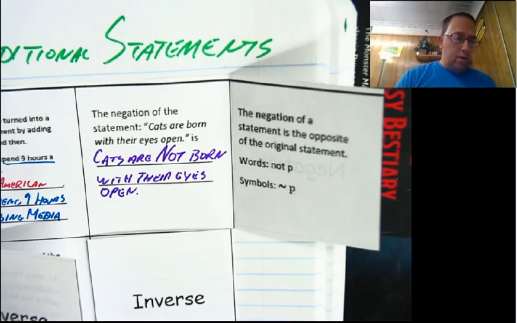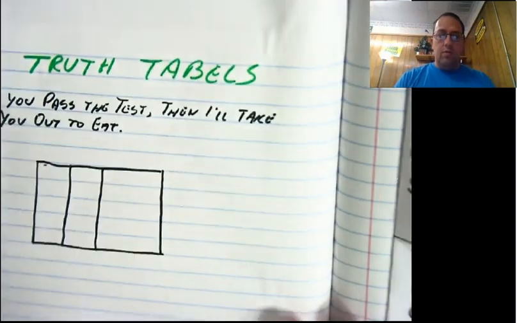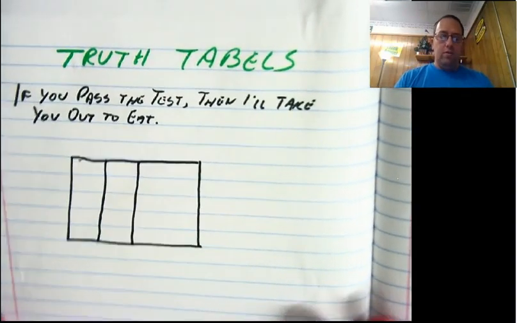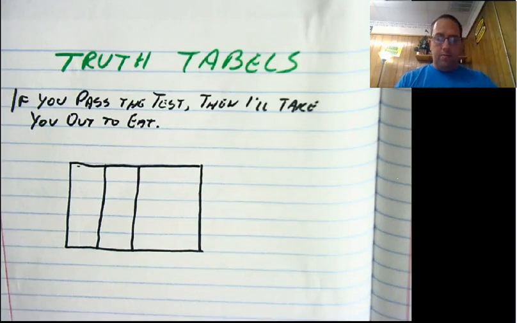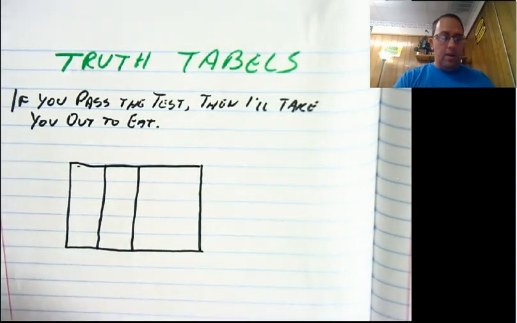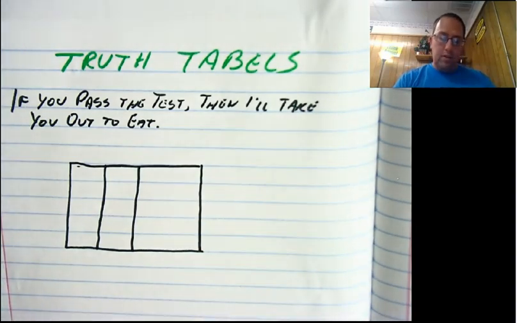Now, one thing we want to look at before we go on to some of the other things: we do want to look at truth tables. Is this a true statement, or is it not? What we have here is a truth table. The conditional statement is right here. So this is my conditional statement.